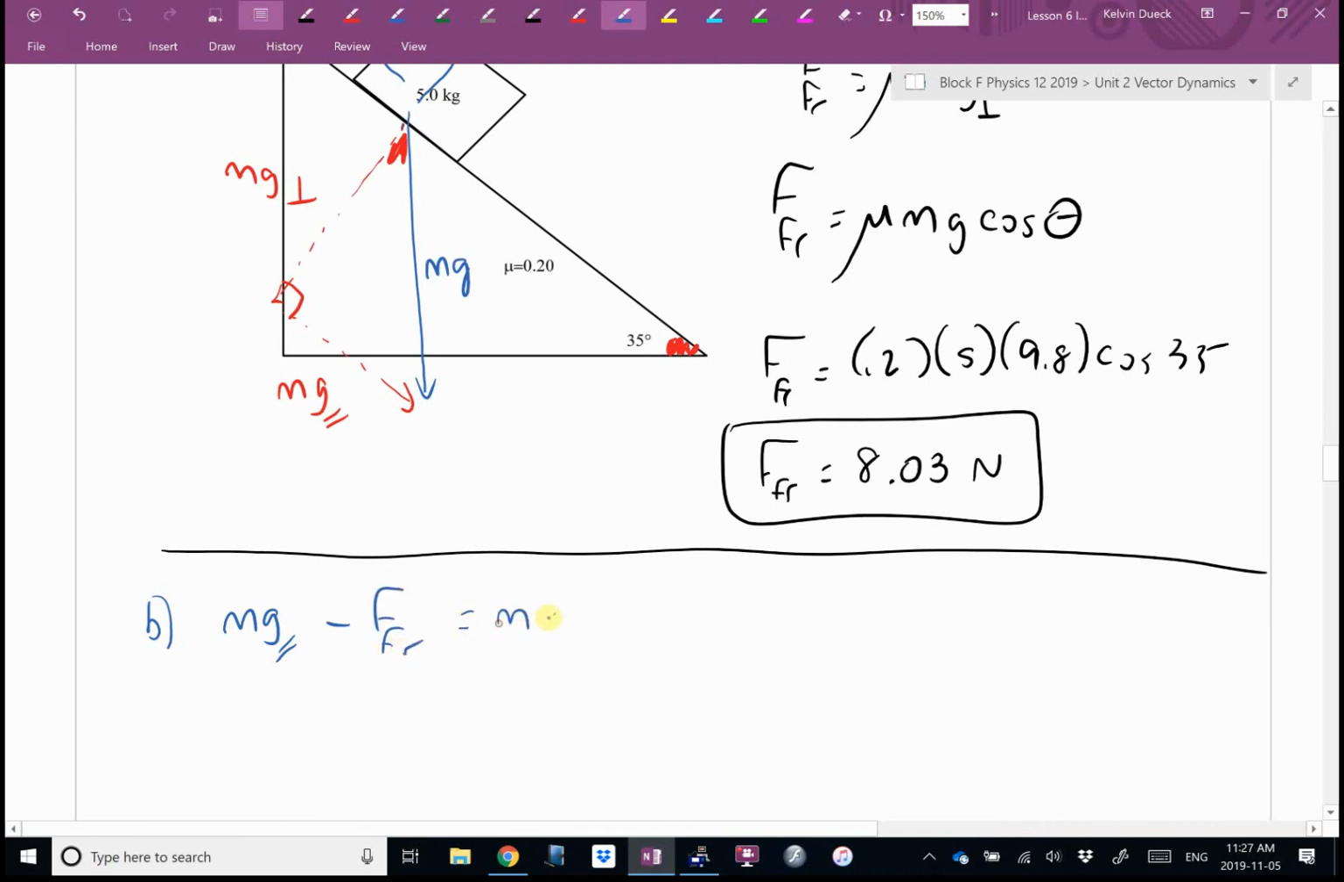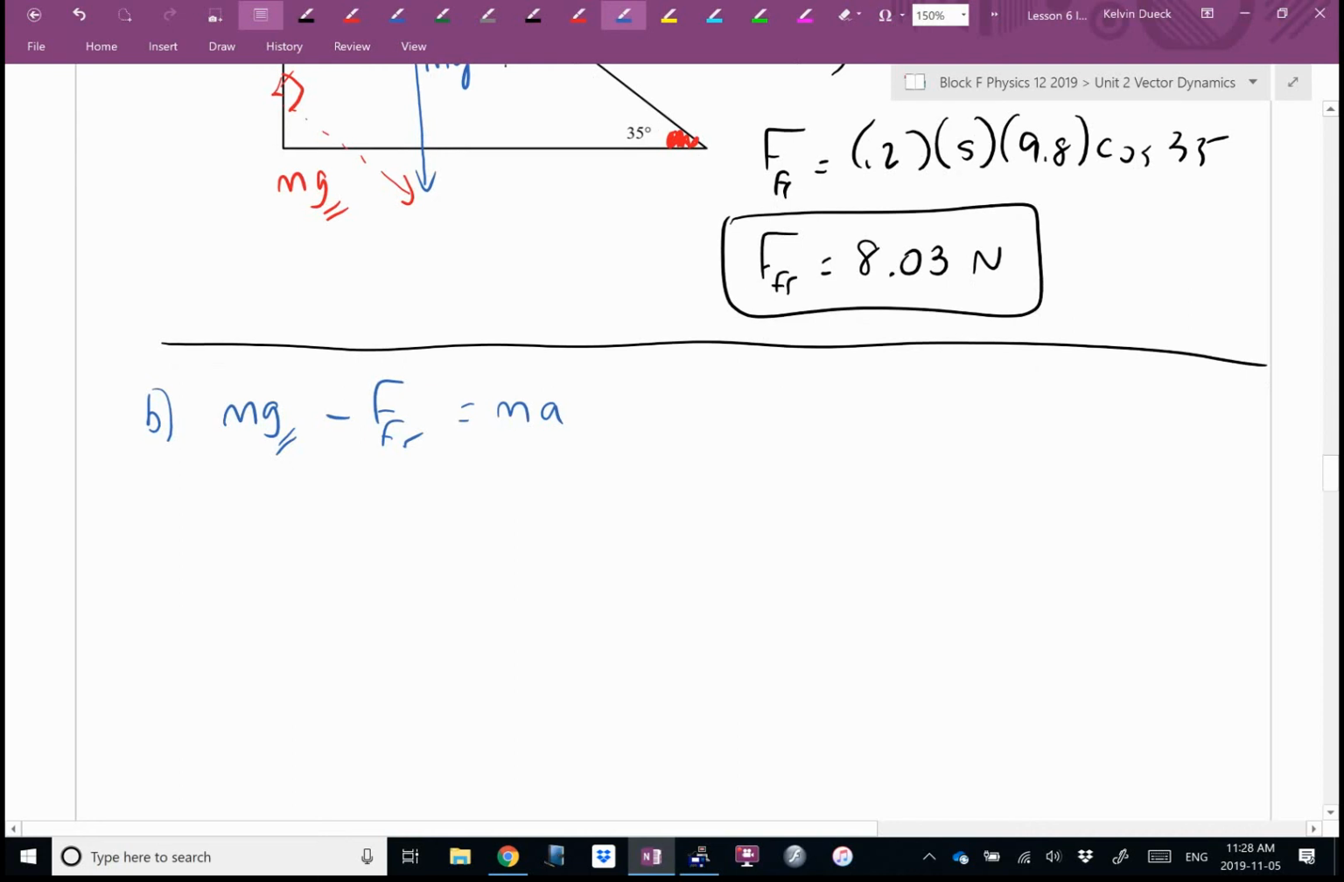And that equals ma. Now, I know friction is 8.03, but I want to do this one algebraically just to look for some patterns. So mg parallel, Nick, which trig function is too lines? So this is going to be mg sine theta minus mu times the normal force. I don't know the normal force. Oh, but look. mg perpendicular, which is which trig function? Of course it is.